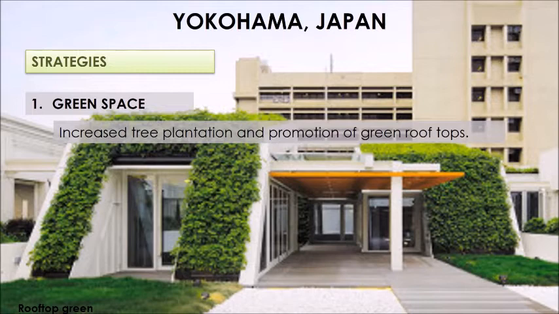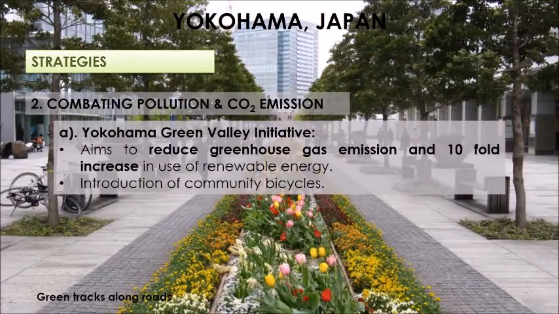The strategies were, one, increased tree plantation and promotion of green rooftops. Second, they tried to combat pollution and carbon dioxide emissions. They had a Yokohama Green Valley initiative, which aimed to reduce greenhouse gas emissions and achieve a tenfold increase in the use of renewable energy. They also introduced community bicycles, and as you can see from this picture, there are green tracks along roads which facilitate cyclability.